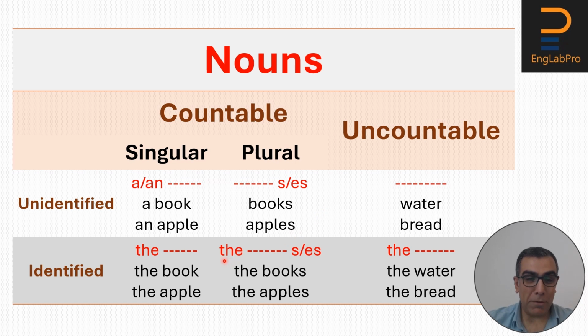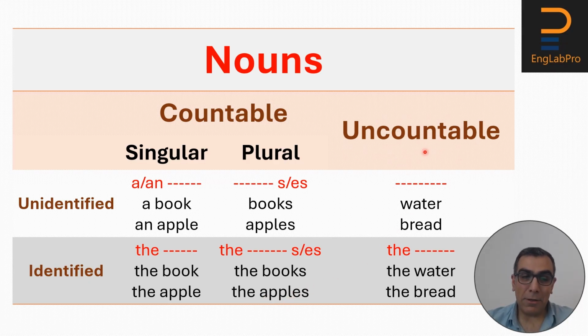And in the plural form, we use the plus the plural form of the noun. For example, the books means a specific number of books that we already know what they are. For example, we say the books we bought yesterday. I explain in the following what I mean by the books or the apples.